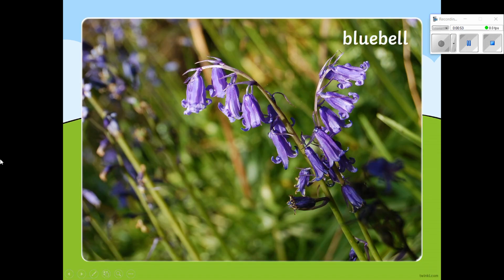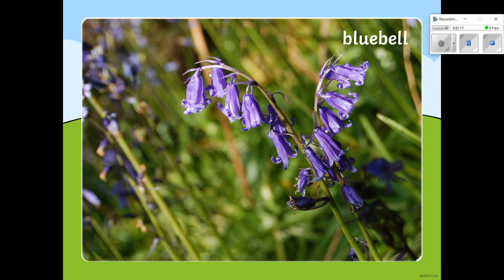Here is our first spring flower. Does anybody know what this one is called? This one is called a bluebell. Why do you think it's called a bluebell? Pause this video and talk to your grown-up. Why could this be called a bluebell? Great, well done, some really good discussion there.